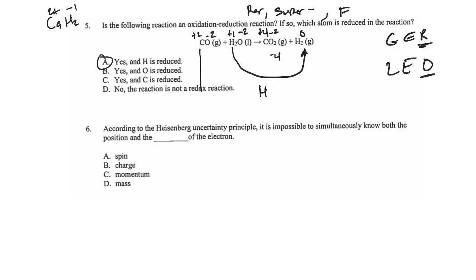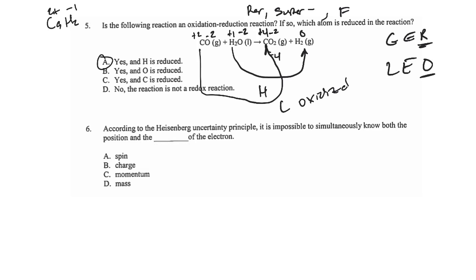Carbon is losing electrons. So each carbon is losing 2 electrons. Losing electrons is oxidation, so the carbon is oxidized in this reaction. So each carbon's losing 2 electrons, and each hydrogen's gaining 1 electron, and we just have twice as many hydrogens as carbons to balance it all out.